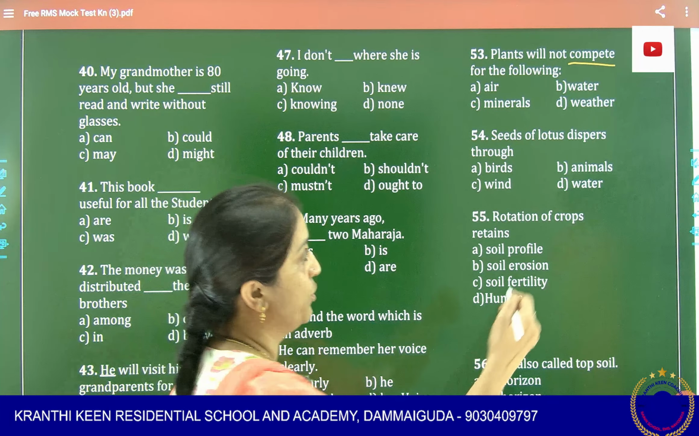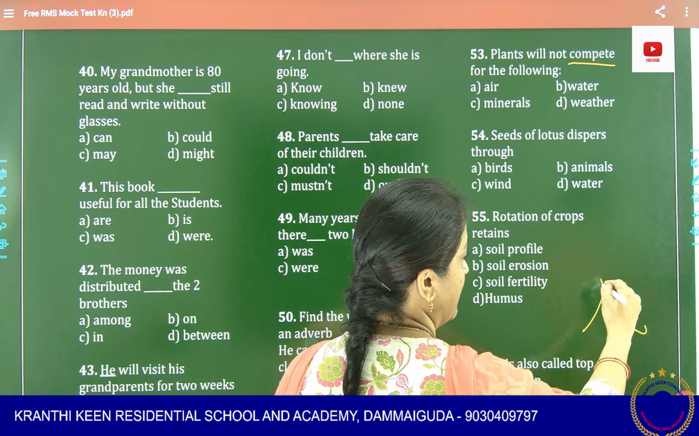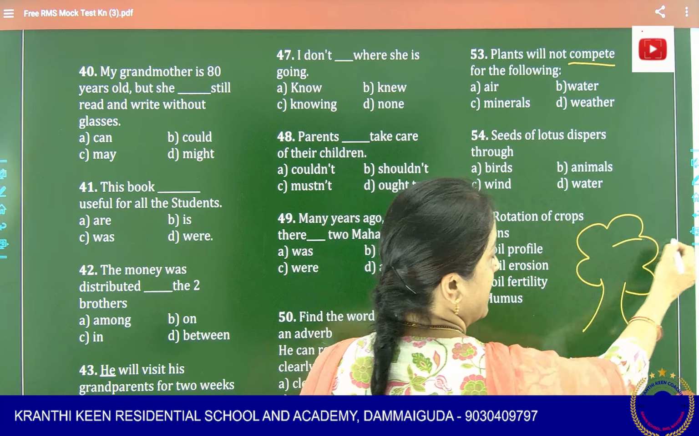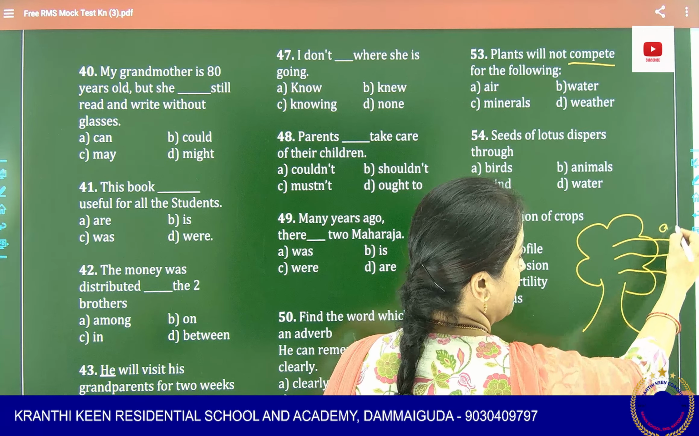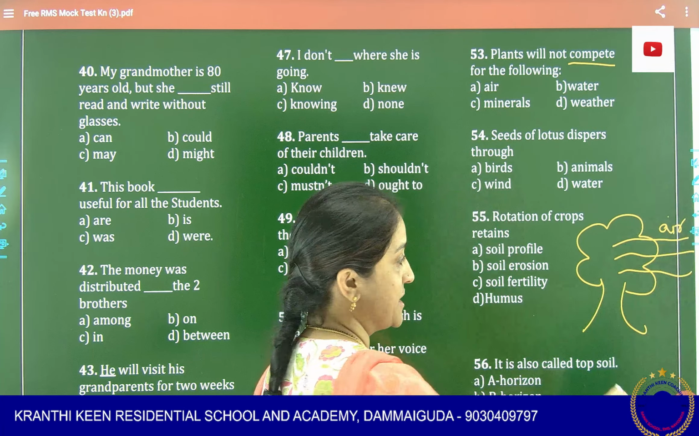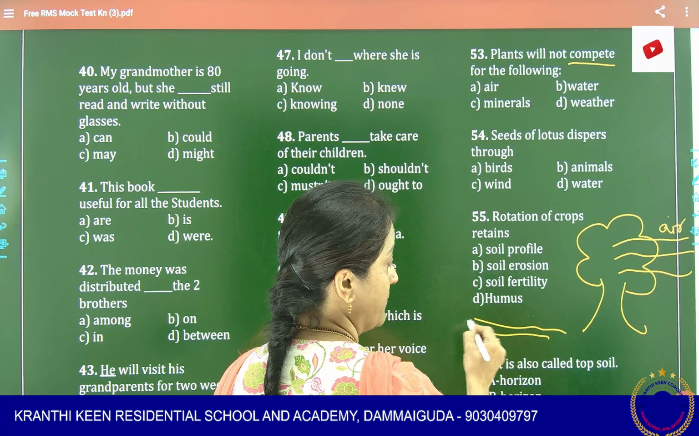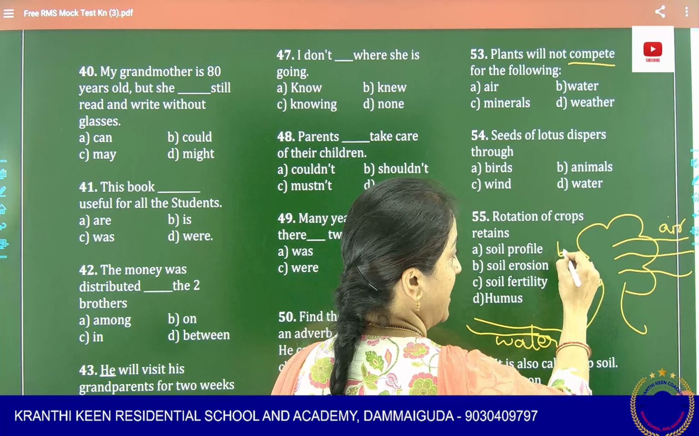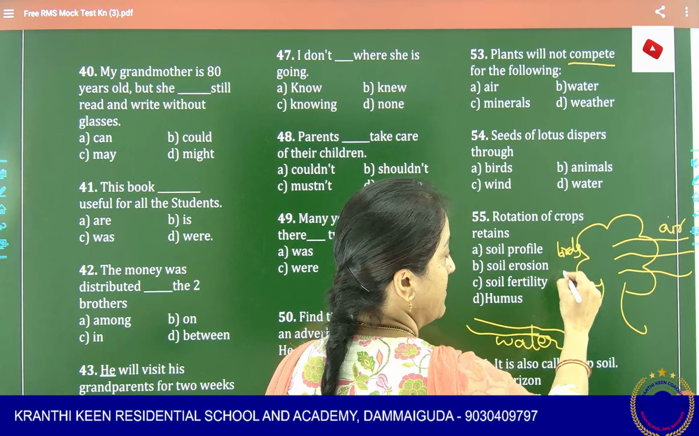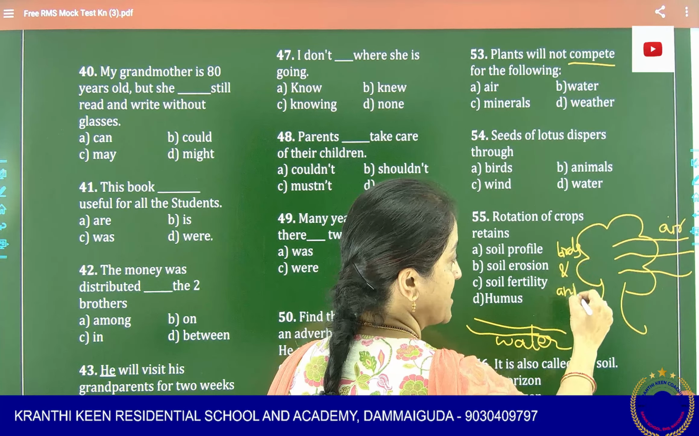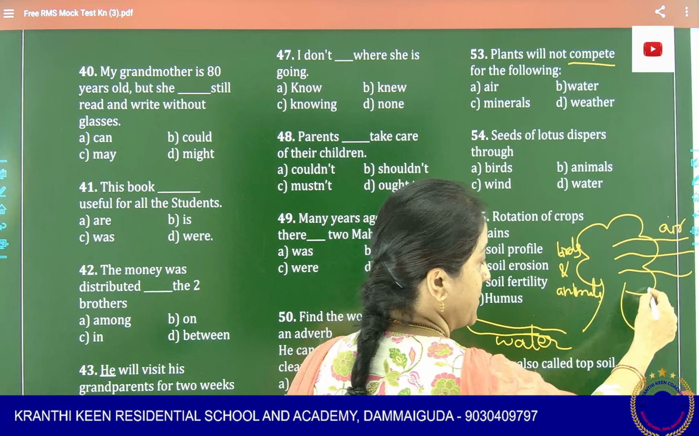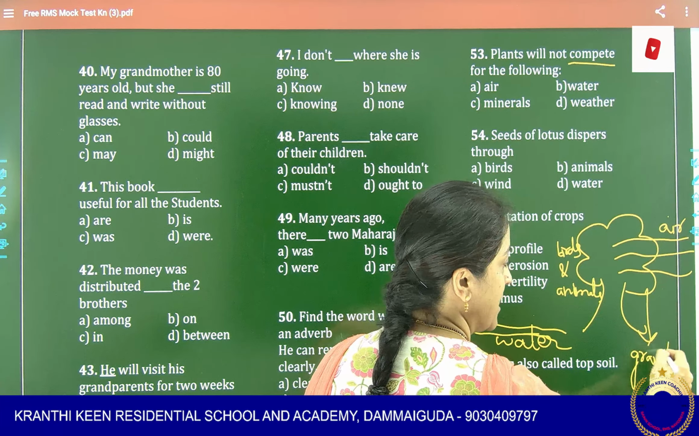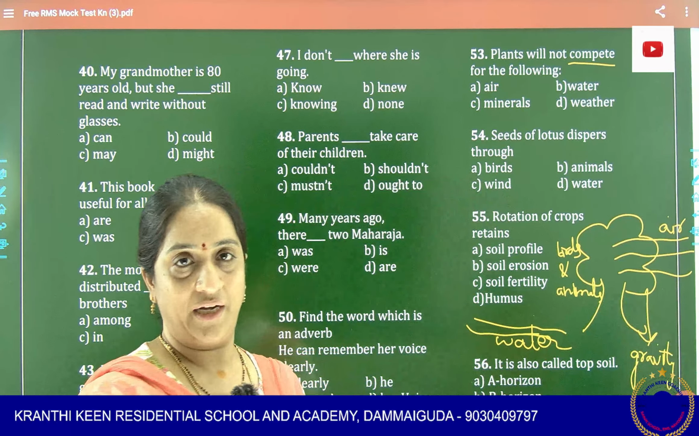So why do they need to move? See, for example, there are seeds. So seeds move in different ways. Some seeds move in the air. Okay. Some seeds move in the water. Okay. Some seeds are dispersed by birds and animals. Whereas some seeds are dispersed by gravity. Okay. So in these many ways, they will go away from the parent plant.